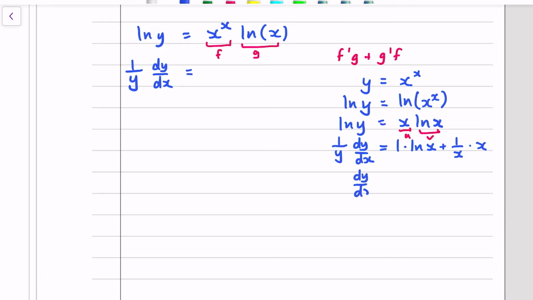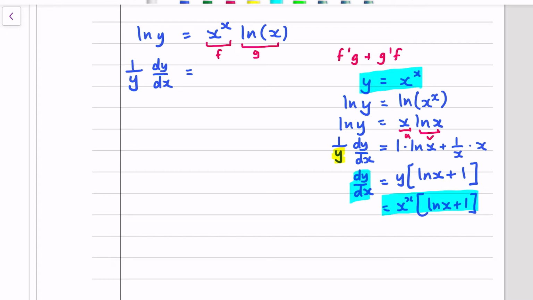Therefore dy/dx is equal to, I need to bring the y up the top, so times both sides by y, so y multiplied by (ln x plus 1), because 1 over x times x is 1, and y for this one was x to the x. So all of that work is just to find the derivative of x to the x. x to the x differentiates to this. That's my f dash. So I'm going to move this a little bit down.